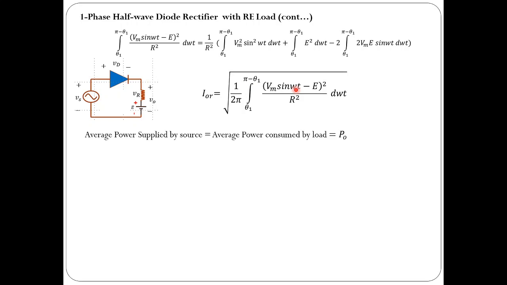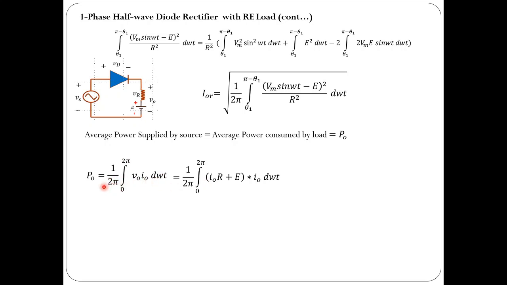Once you find that, find out the average value of power supplied by the source. The average power supplied by the source is the same as the average power consumed by the load, and this is required in order to compute the input power factor. The instantaneous power is V0 into I0; take the average value of this instantaneous power over one period. So this is the instantaneous power P0. Integrate that over one cycle and divide by the period for one cycle.